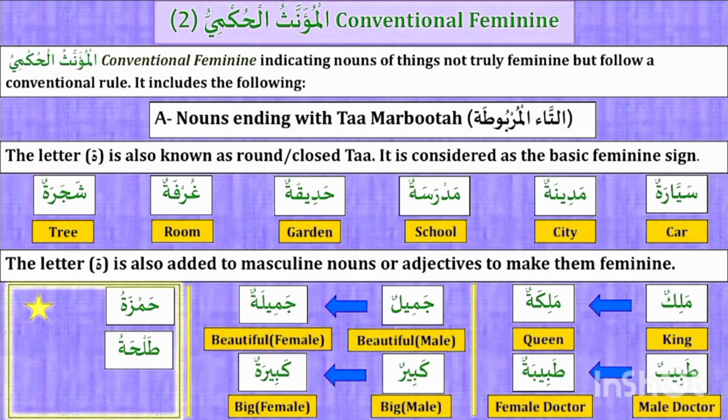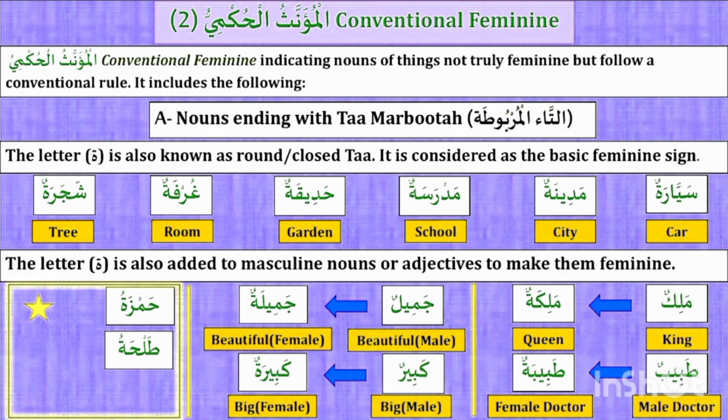Hukmi, conventional feminine, indicates nouns of things that are not truly feminine but follow a conventional rule. It includes the following. First one is nouns ending with ta marbuta. The letter ta is also known as round ta or closed ta. It is considered as basic feminine. For example, madrasatun, school; madinatun, city; sayyaratun, car. They are considered to be feminine because they end with ta marbuta, or round ta.